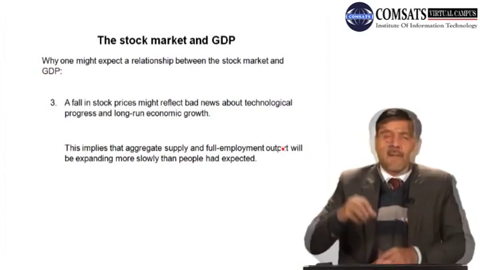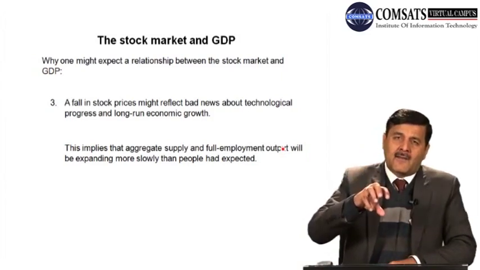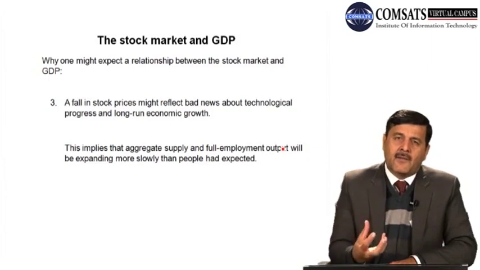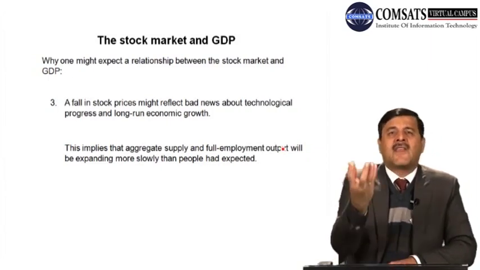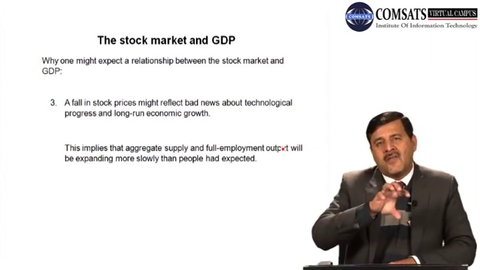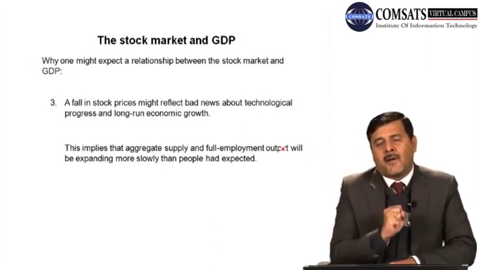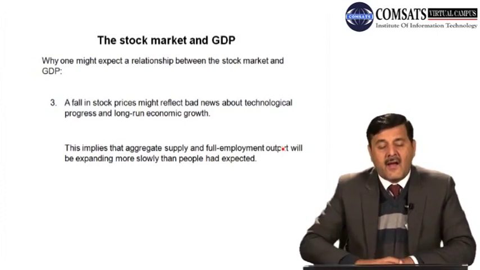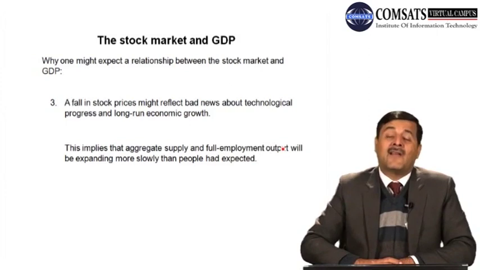So what will happen? A fall in stock prices can be bad news for technological progress. When technology does not progress, innovations do not come, new methods of production do not come, this will affect the long run economic growth. So what will happen? This implies that the aggregate supply and full employment output will be expanding very slowly, slower than people had expected.